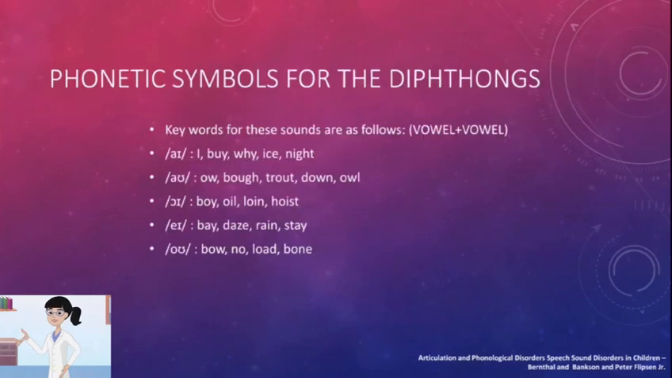In the next slide, let's see about diphthongs. Diphthongs are nothing but a combination of two vowels: I, O, Oi, A, Ow. Examples for I are by, why, ice, night. Examples for ow are bow, throw, down, owl. Examples for oi are boy, oil, loin, hoist. Examples for a are bay, days, rain, stay. Examples for ow are bow, no, load, bone.